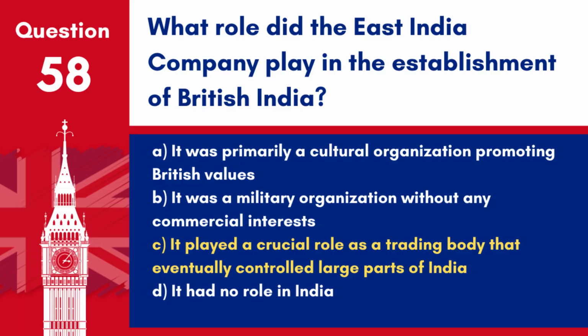Answer. C. It played a crucial role as a trading body that eventually controlled large parts of India. The East India Company, chartered by Queen Elizabeth I in 1600, started as a trading body but gradually assumed administrative and military functions, becoming instrumental in the establishment of British control over India.